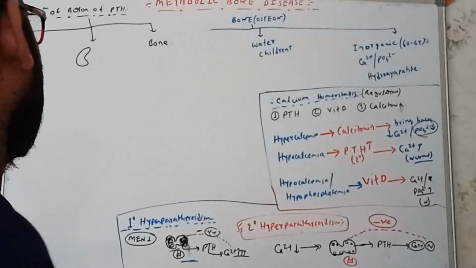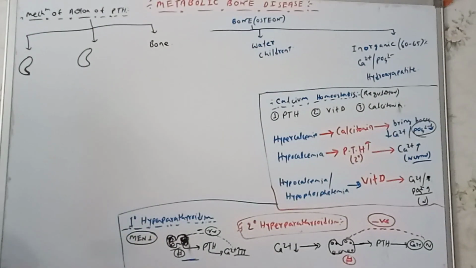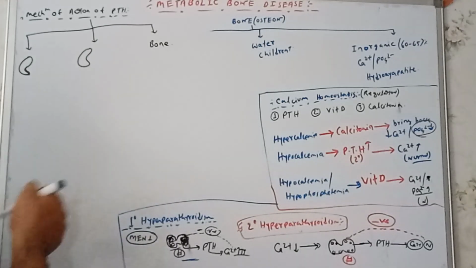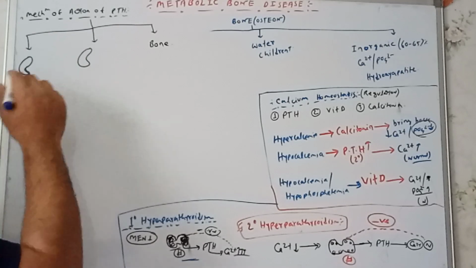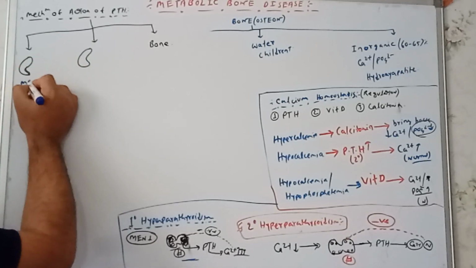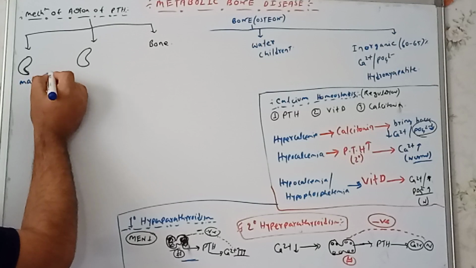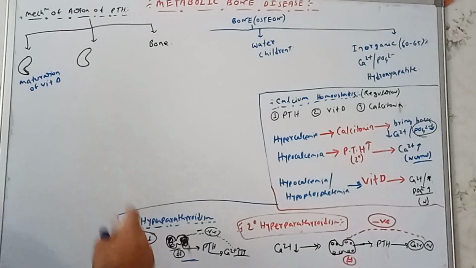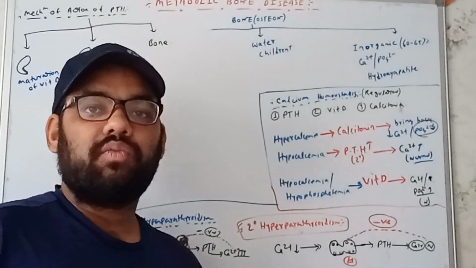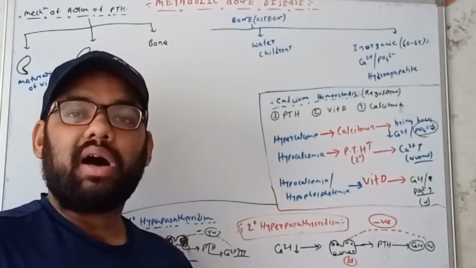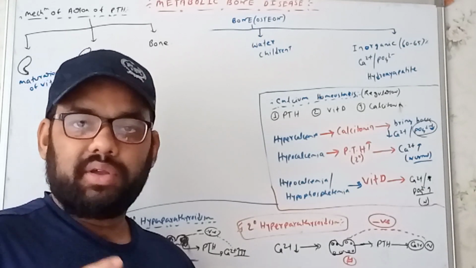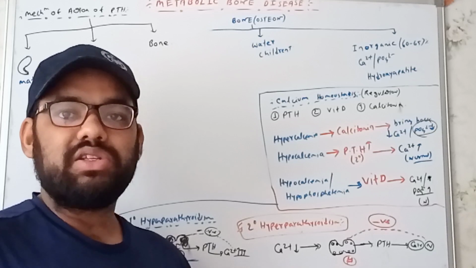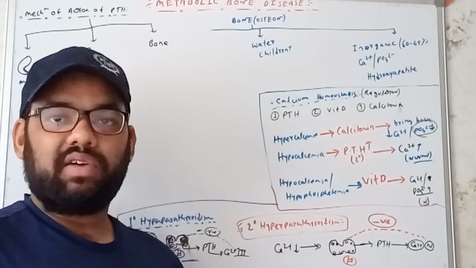Okay, let's continue. So first thing, what did I say? The mechanism of action of the parathyroid hormone. First I have drawn the kidneys, right? As we know, here is the maturation of vitamin D. Now this parathyroid hormone helps to form the alpha hydroxylase enzyme, and that will mature the inactive vitamin to active vitamin, right?